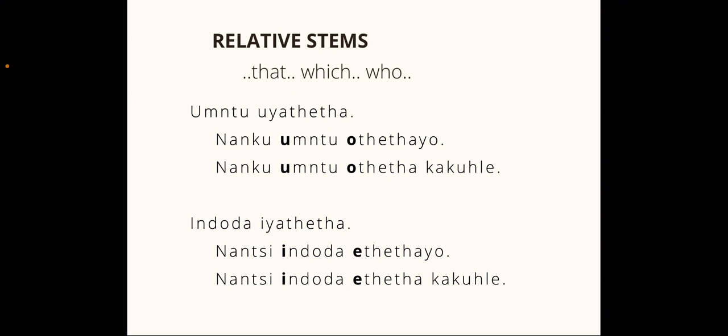Nanku umntu othetha kakuhle. Here is a person that speaks well. So the one is the long form, othethayo, and the short form, othetha, when we qualify it with how they speak. But what you should notice is just that when a noun starts with u, the relative stem is o. Or indoda iyathetha. The man is speaking. Nansi indoda ethethayo. Here is a man that speaks. Nansi indoda ethetha kakuhle. Here is a man that speaks well. So the e nouns get e for the relative stem.